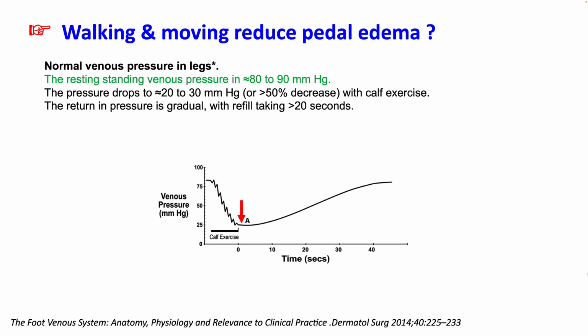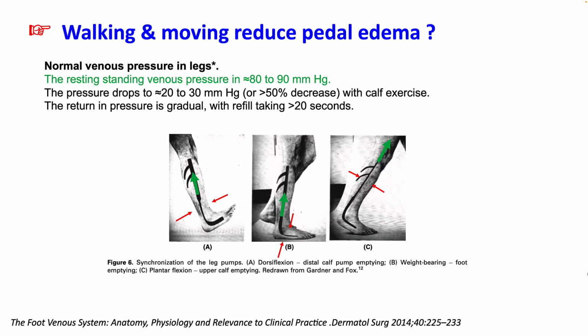When you walk, your normal standing venous pressure, which is around 80 to 90 millimeters of mercury, drops down to 20 to 30 millimeters of mercury. This will reduce net capillary filtration and decrease edema formation.